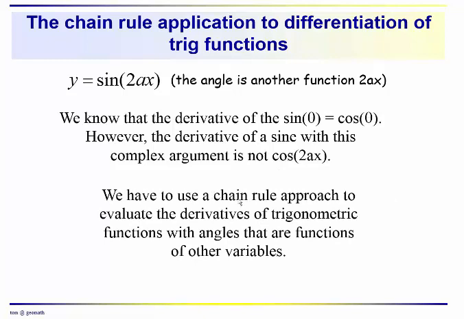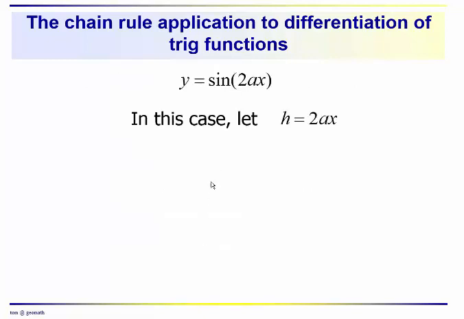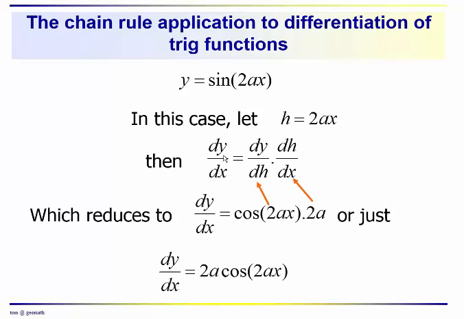We have to use the chain rule, and going outside to inside, we apply the rule we know for the trig function, but then we have to multiply that by the derivative of the terms inside the parentheses, this complex angle. So we have y is equal to the sine of 2ax, just casting this in terms of the way we handle a chain rule. We let h equal this 2ax, and then we differentiate the sine of h.